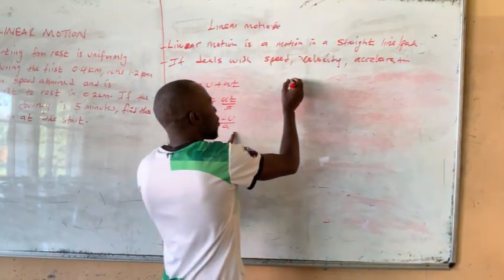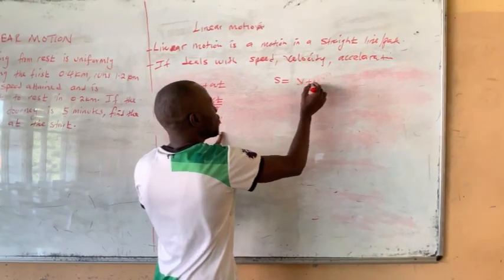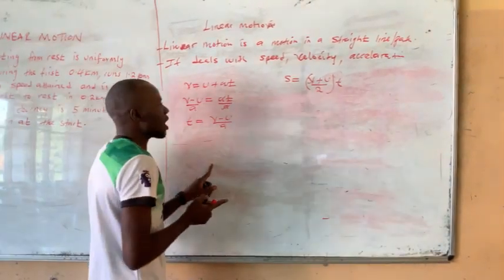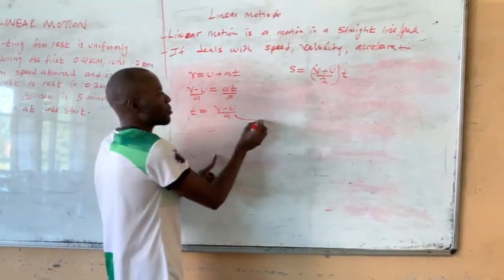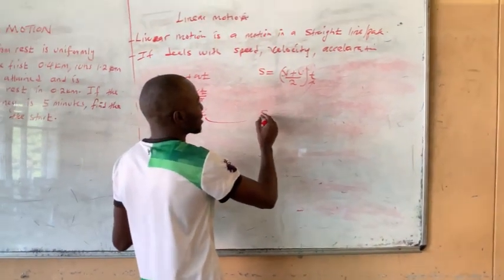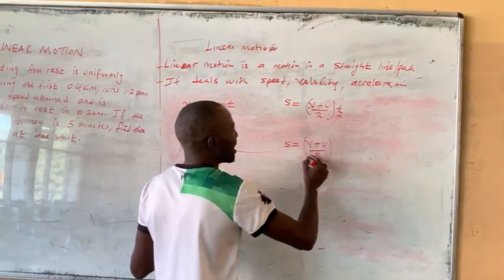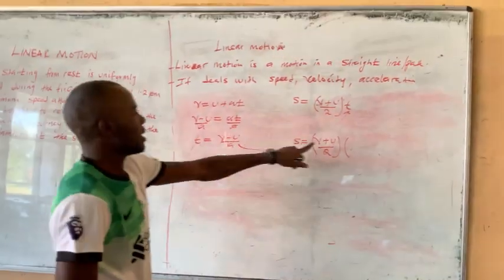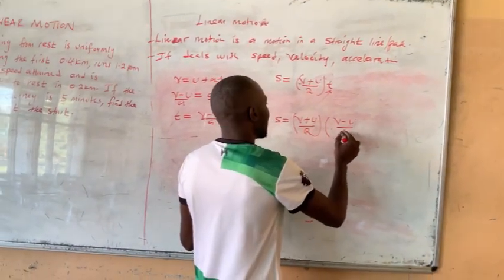Now let's go back here. We have this one here. S is equal to v plus u over 2 multiplied by t, okay? So now we are going to substitute. Since t is equal to this one, and it's also in that equation, we'll substitute this one there. So meaning that s is equal to v plus u over 2 multiplied by, where there is t, we'll put v minus u over a, like that.